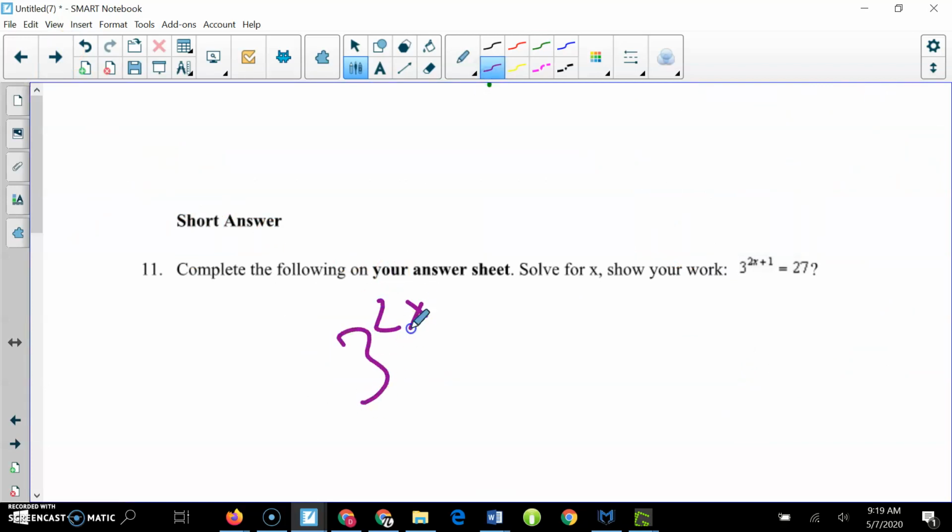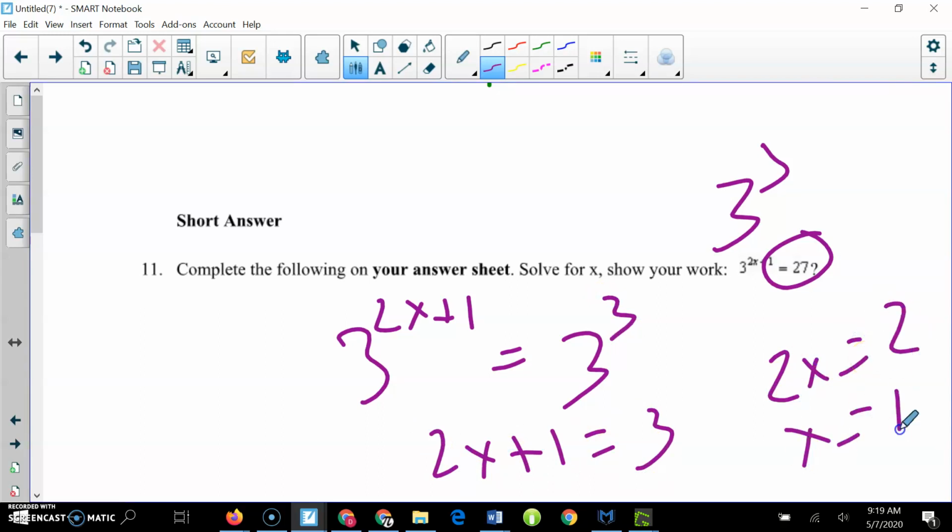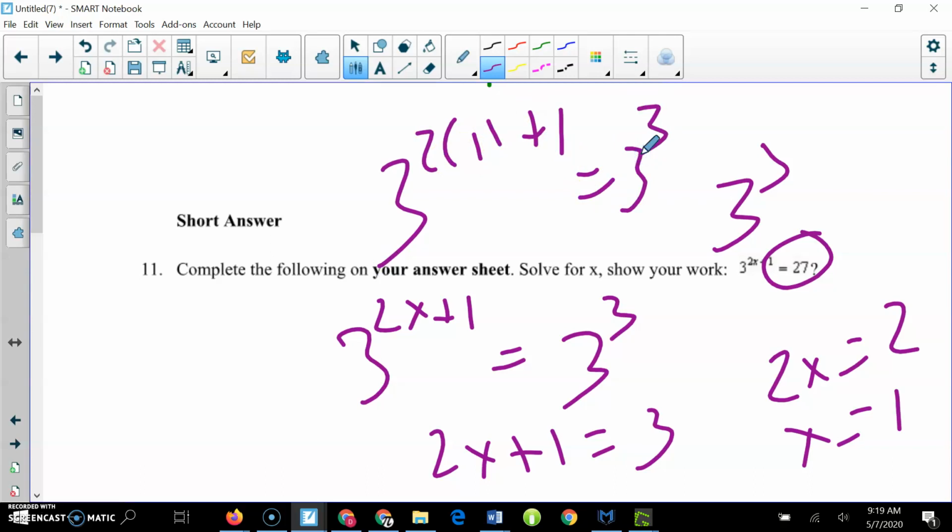3 to the 2x plus 1 is equal to. Now we got to write this with the same base. So that's 3 times 3 times 3 is 27. So 2x plus 1 is equal to 3. 2x is equal to, take that over, x is 1. Go back and check. 3 to the 2 times 1 plus 1 equals 3 to the 3. 3 to the 3 is equal to 3 to the 3. Done. Check, check.